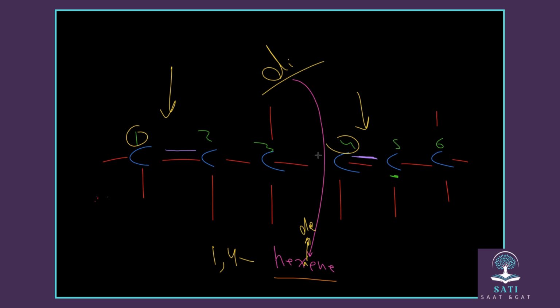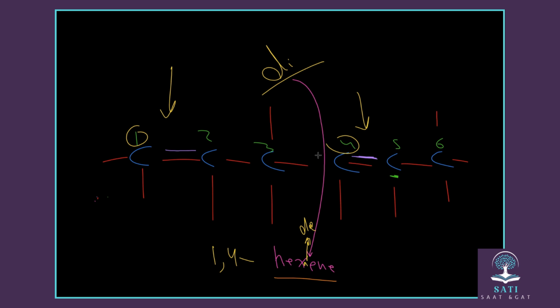What about if we have three of them, 3 pairs of double bonds, 3 double bonds? In this case, we add the word tri. Tri, you put it before what? Before ene.